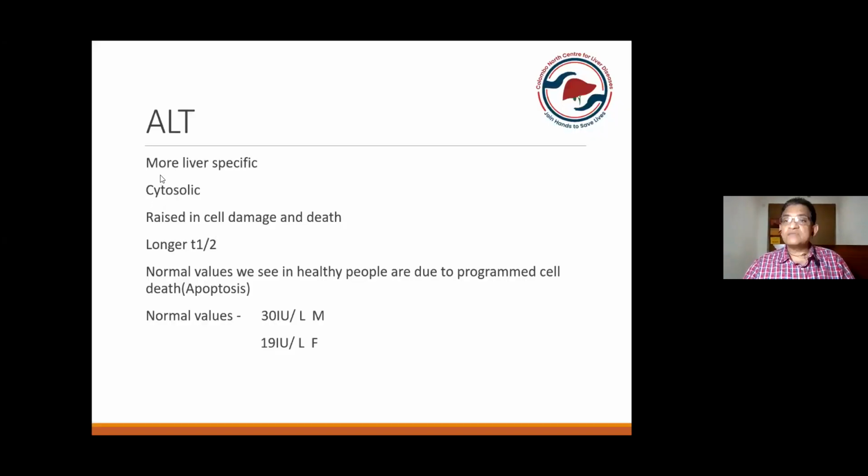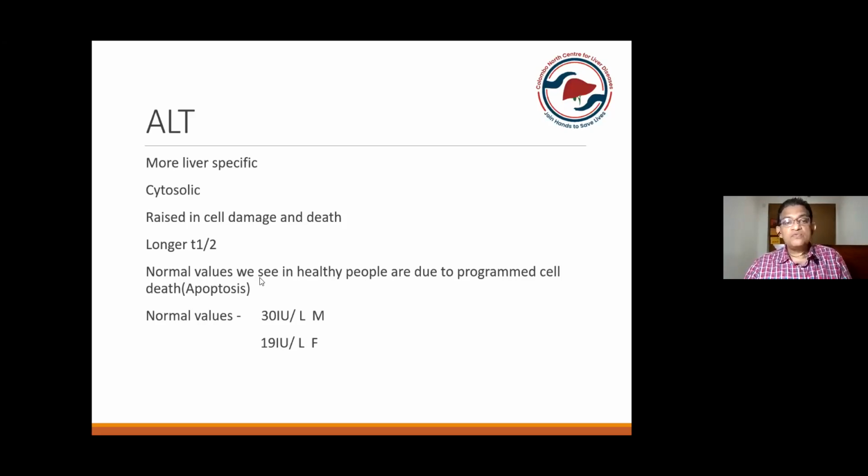So ALT, if you discuss alanine transaminase or SGPT, it's more liver specific, and as I told you before, it's encountered in the cytosol, raising damage and cell death. So as I told you, it's not a measurement of the liver function. It's a marker of cell death or cell damage. So ALT has a longer half-life of about 72 hours, and this is important clinically.